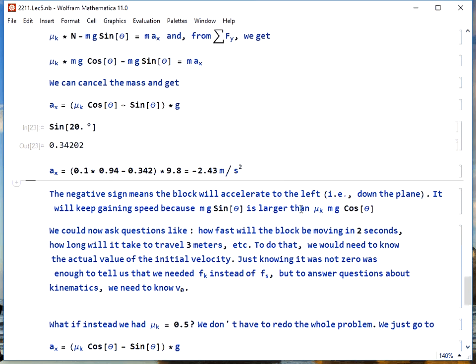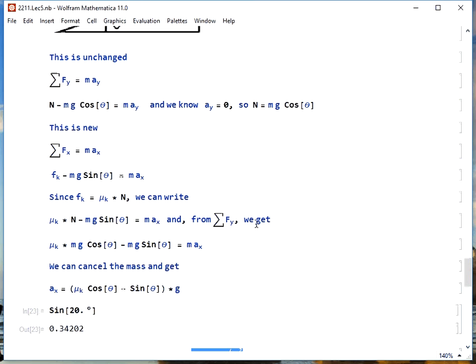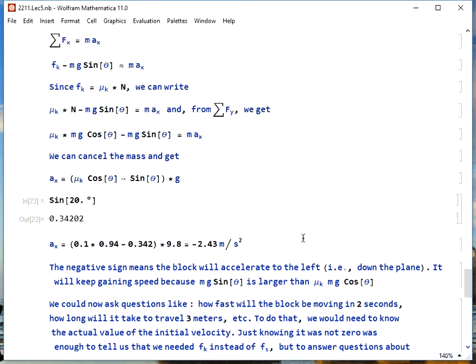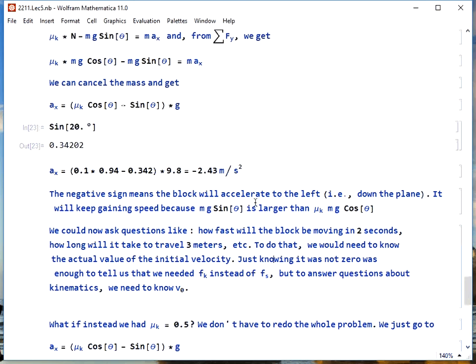And now we could ask questions like how fast will the block be moving in 2 seconds, how long does it take to slide 3 meters, all that kind of stuff. And we have what we need. We have ax, and then for those questions we have v initial is 10 meters per second. This is the only time we care about it if we're asked some kind of question like that. If all we were asked is the acceleration, we wouldn't care.